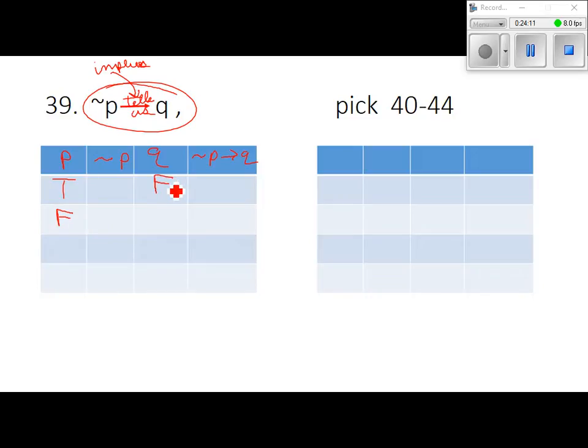Well, we don't have any place to put that. So what else do I need to do over here? True, false. Put another true and another false. So P is true, Q could be false. If P is true, Q could be true.